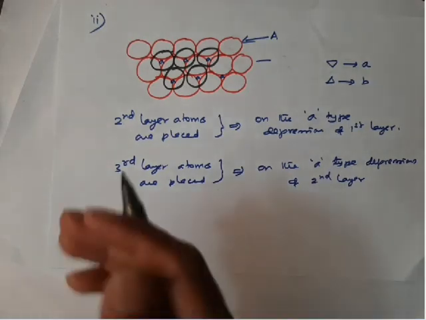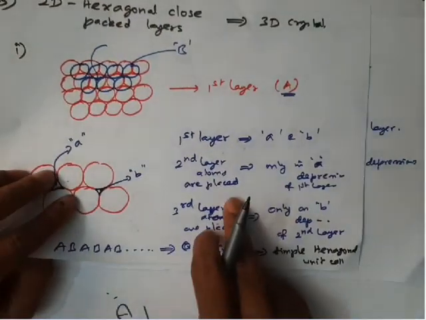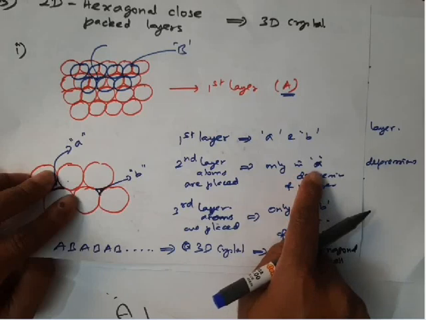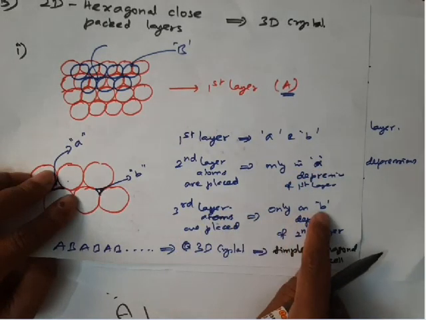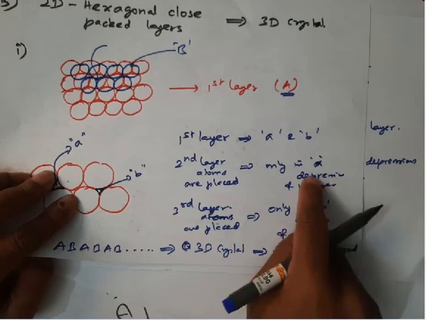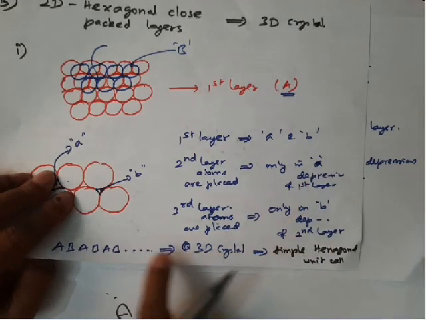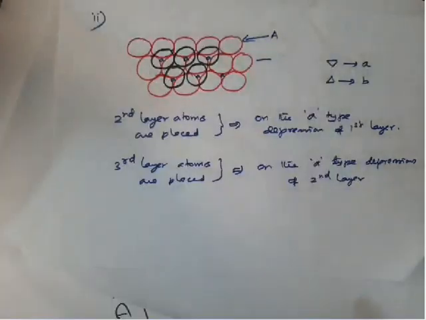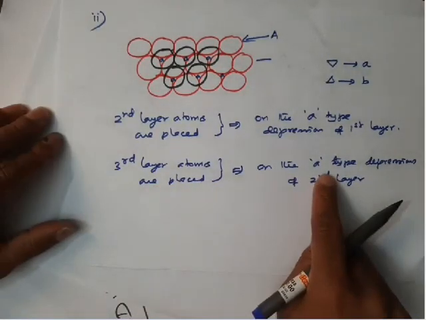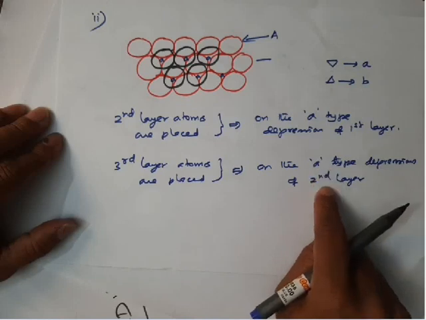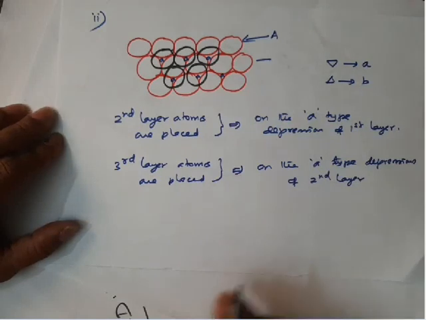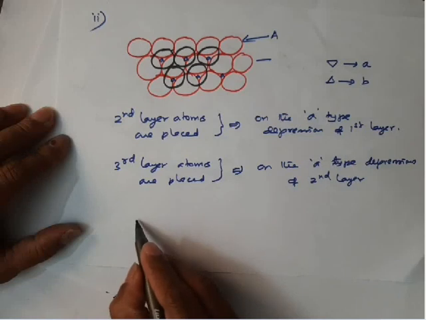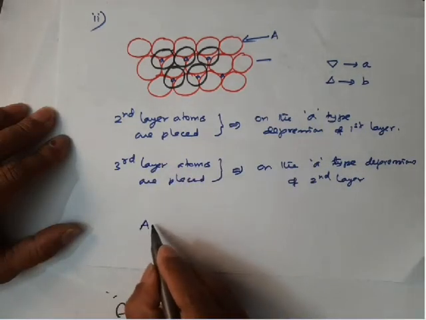What is the difference between the previous one and this one? Listen, in the previous one, we place second layer on the A type depressions of first layer. We place third layer on the B type depressions of second layer. If you do like this, you will get AB type arrangement. But if you place the third layer atoms also in the A type depressions of second layer, I am placing the atoms only on the A type depressions. Fourth layer also on the A type depressions, which leads to a structure which looks like this.